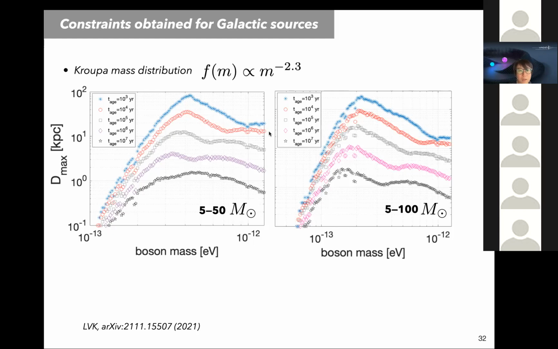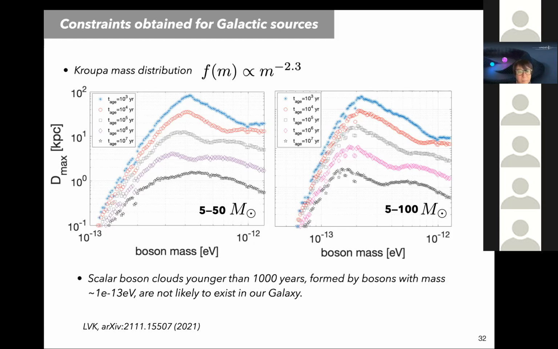So one way to interpret that is that because we can reach tens to 100 kiloparsecs, if a boson cloud younger than 1,000 years exists, we should have seen it in the data, I mean, in this mass range. So that's not likely to exist in our whole galaxy.